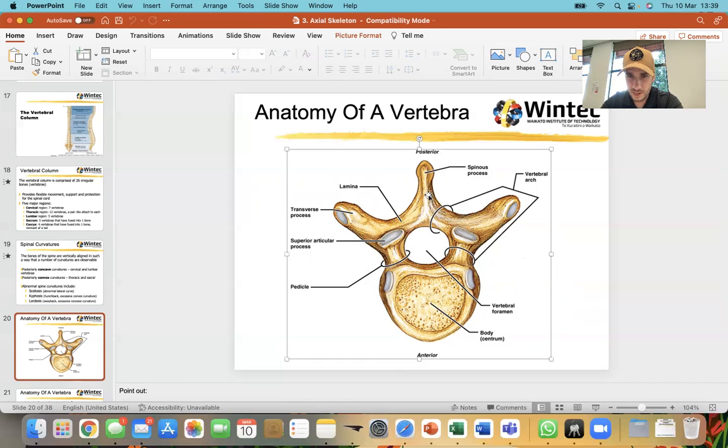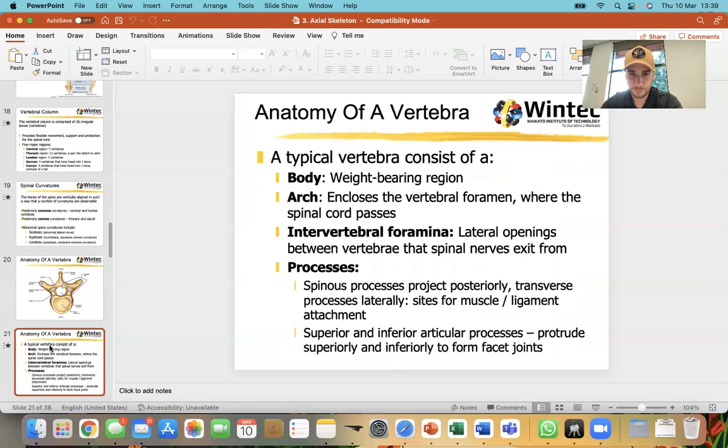And then these curved flat zones are called our lamina. All right, so a typical vertebra consists of the body, which is the weight-bearing region, and the arch, which encloses the vertebral foramen where the spinal cord passes.